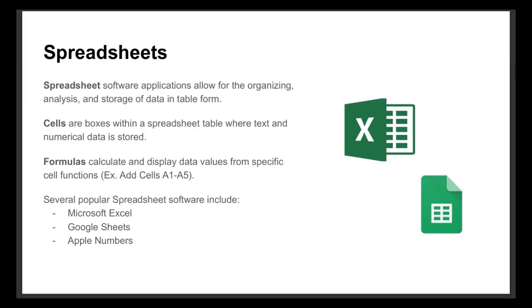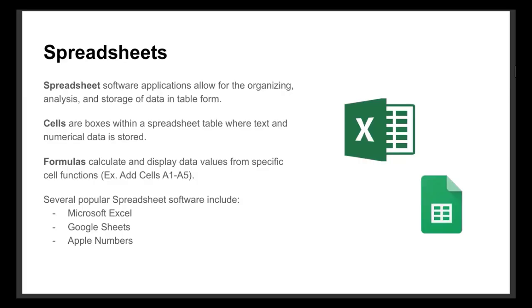Within your spreadsheets, you will have two different configurations, rows and columns. Rows will be horizontal displays of cell data. Columns will be vertical alignment of different cell data. Some popular spreadsheet software types include Microsoft Excel, Google Sheets, and Apple Numbers.